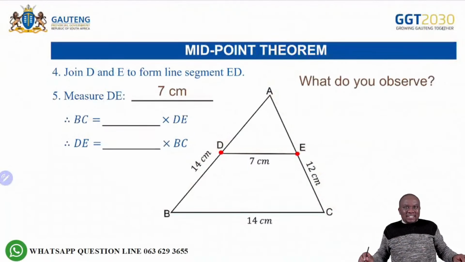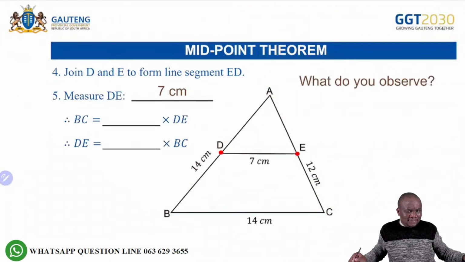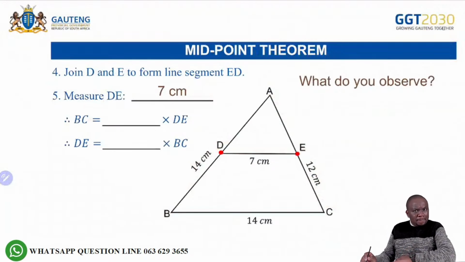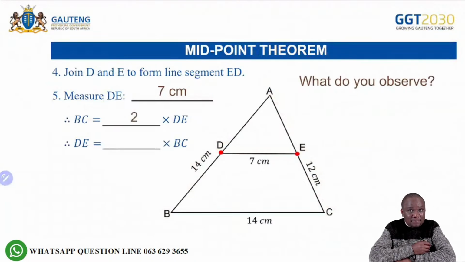Right, welcome back, class. What did you discover? I hope you discussed. What did you say? BC is 14 centimeters. DE is 7. Do you see that DE is half of BC? So we can say BC is 2 times DE.